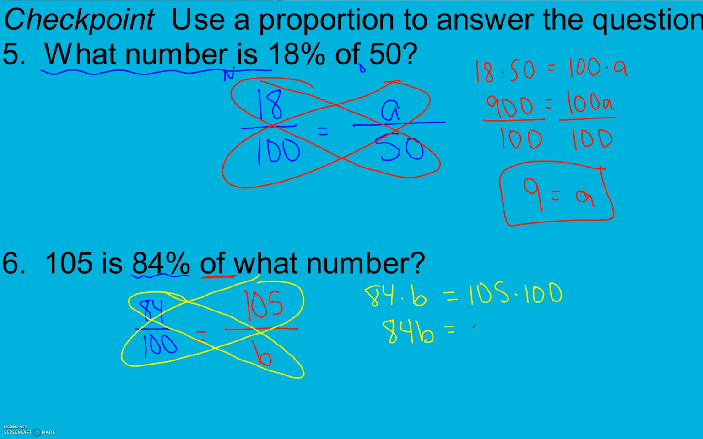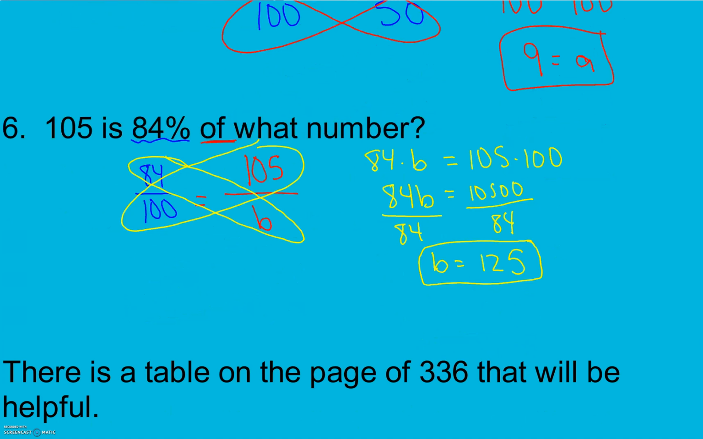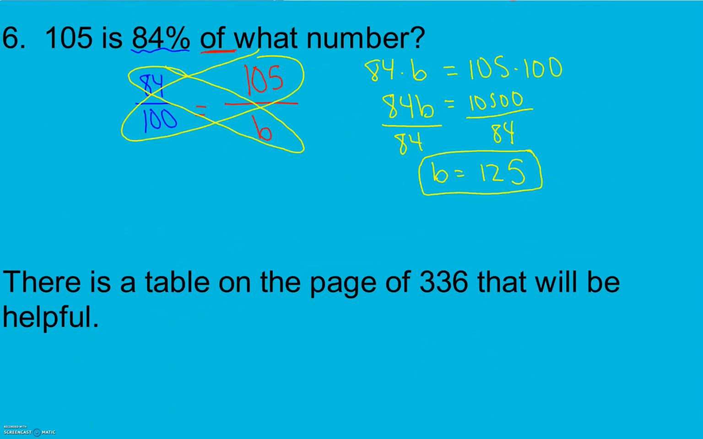84 times b is just 84b. 105 times 100 is 10,500. Now, we divide by 84 to get rid of our multiplication, and b is going to be 125. So 105 is 84% of 125. Check, does my answer make sense? Well, 105 is smaller than 125, but it's kind of close, and 84% is a pretty high percent, so that answer does seem reasonable.